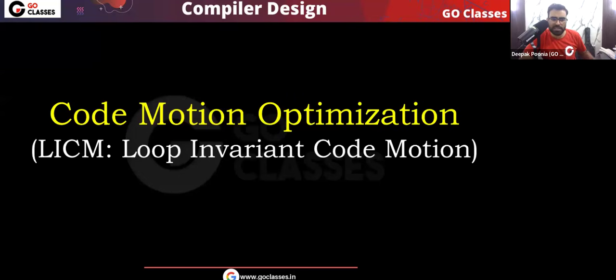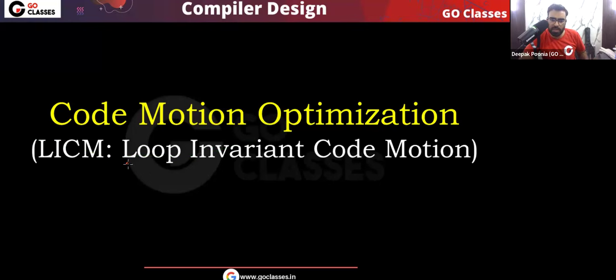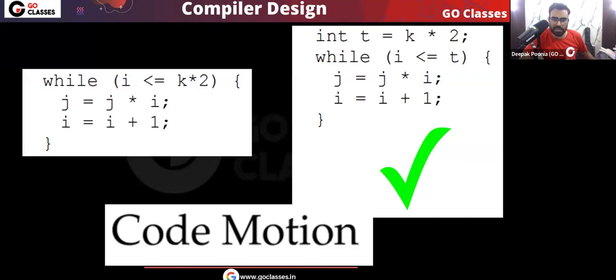Now let's see the next optimization, that is code motion optimization. This is also called loop invariant code motion optimization. Let's understand what this code motion optimization is. One example we have already seen in the beginning of this lecture. We have already seen the example of code motion optimization. Let's see the same example again.